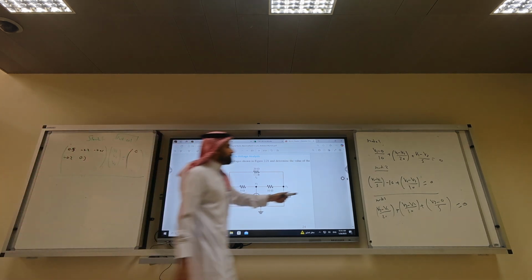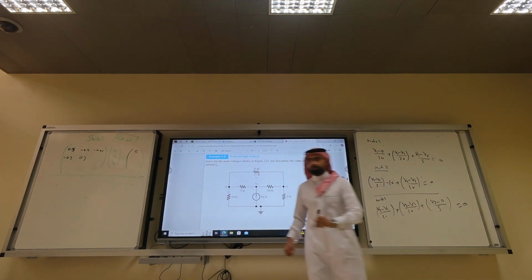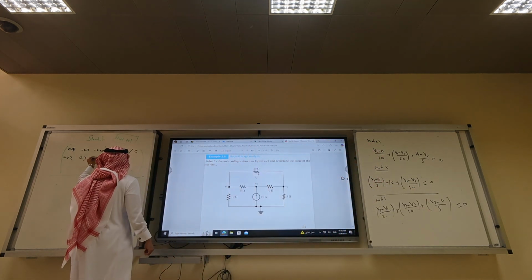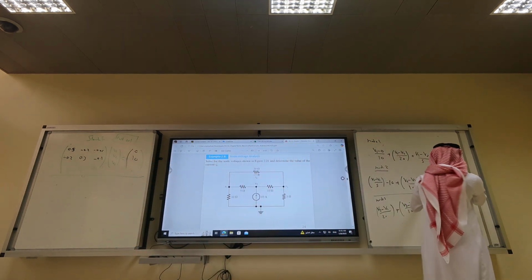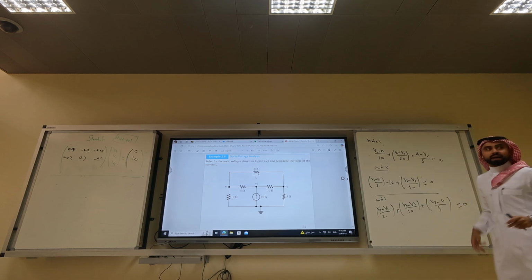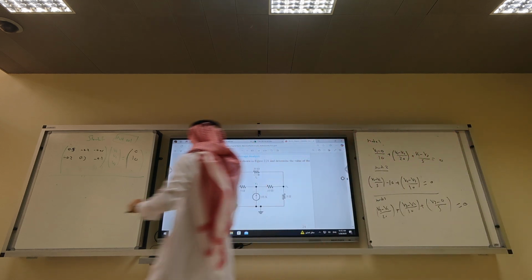For V3, what do we have? Minus 0.1 equals 10. Always the DCs, the constants, we put them to the right. What's the last equation?